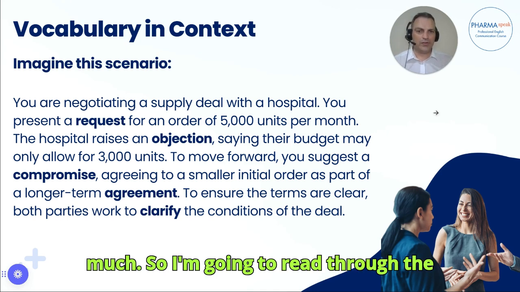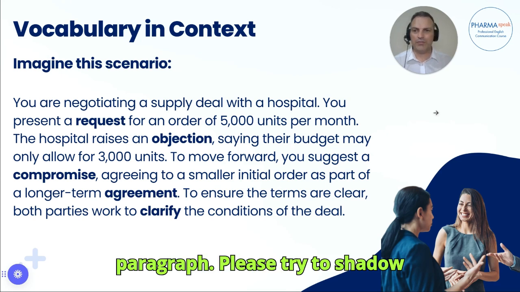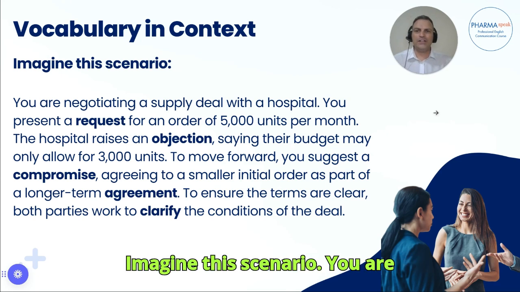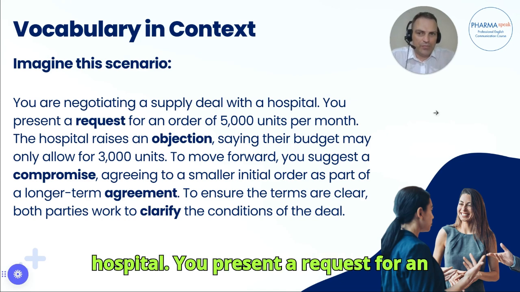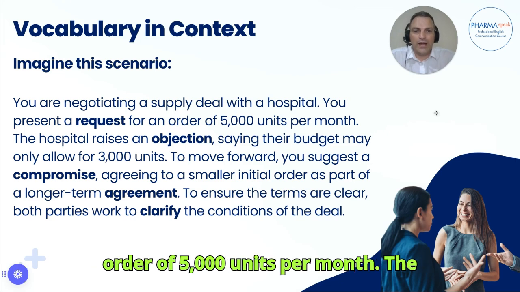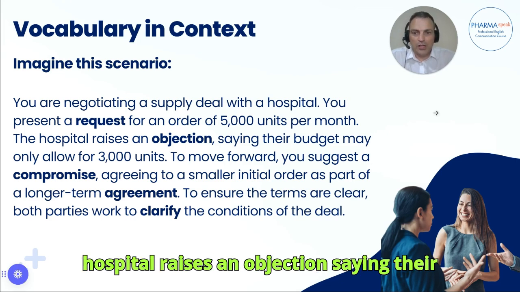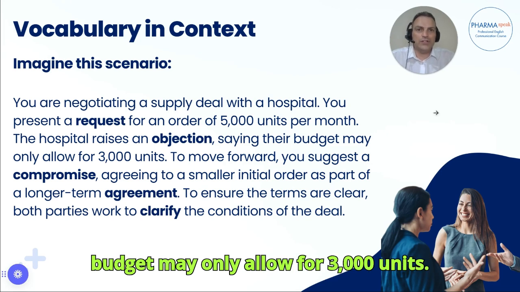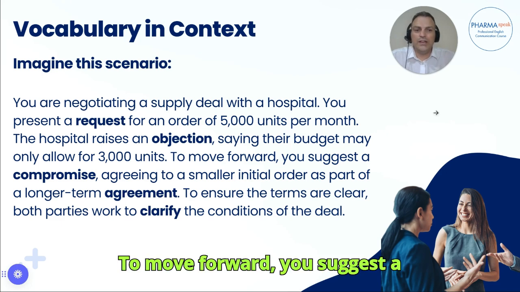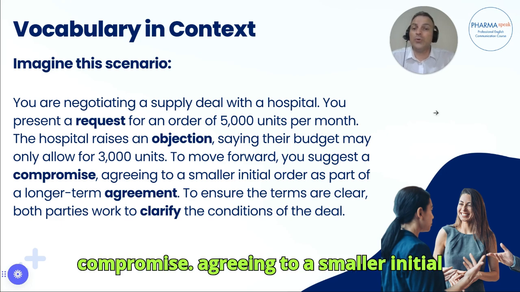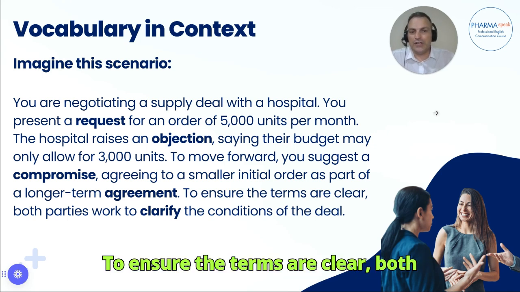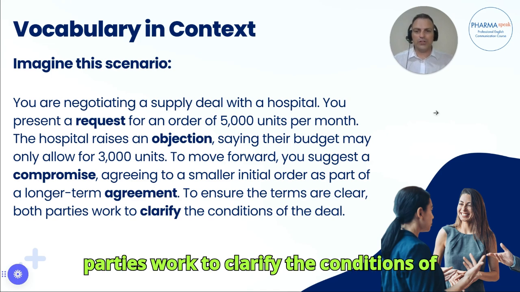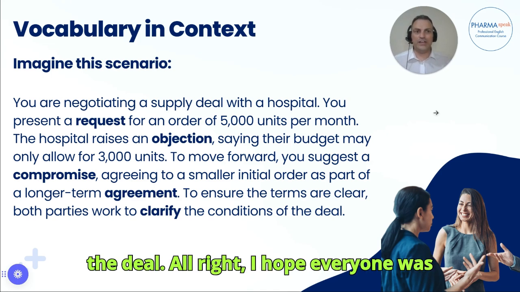So I'm going to read through the paragraph. Please try to shadow everybody. Okay, so let's get started. Imagine this scenario. You are negotiating a supply deal with a hospital. You present a request for an order of 5,000 units per month. The hospital raises an objection, saying their budget may only allow for 3,000 units. To move forward, you suggest a compromise, agreeing to a smaller initial order as part of a longer-term agreement. To ensure the terms are clear, both parties work to clarify the conditions of the deal.